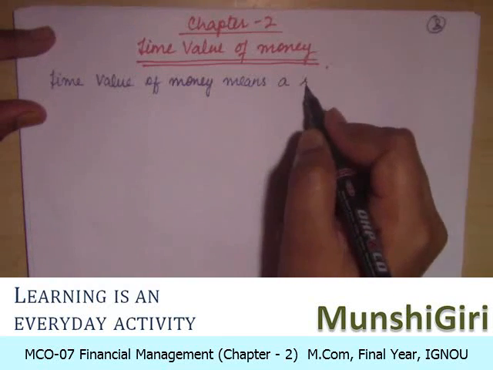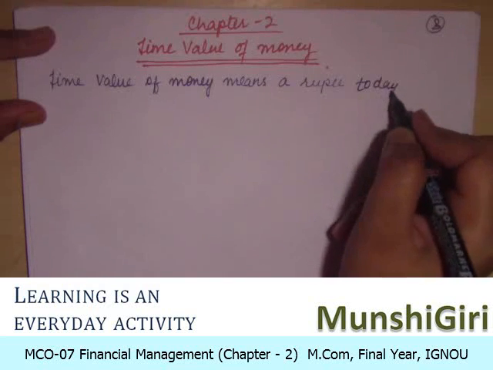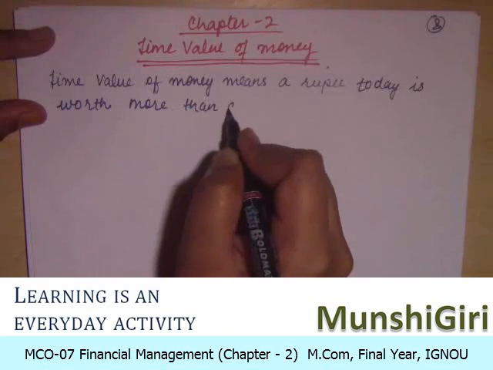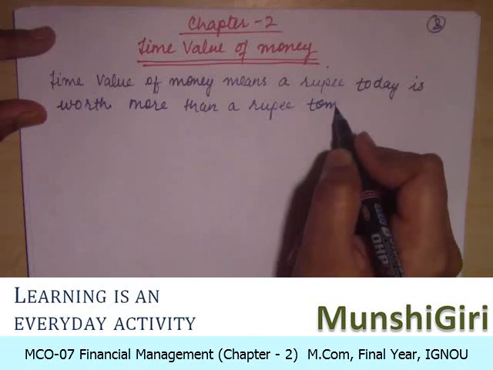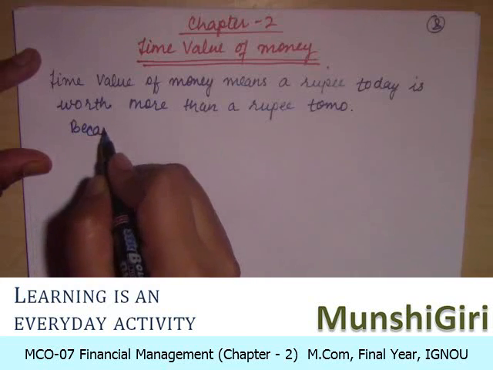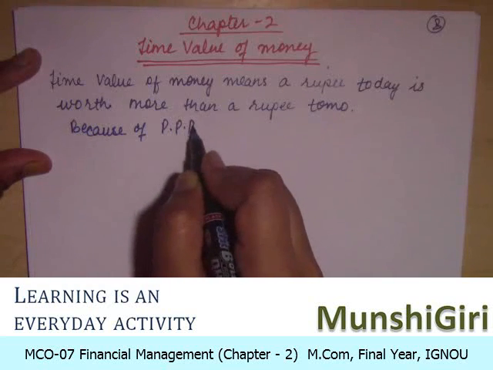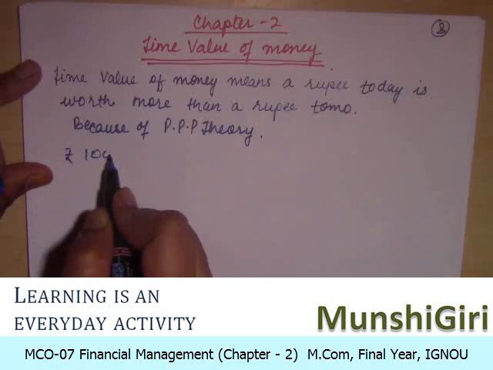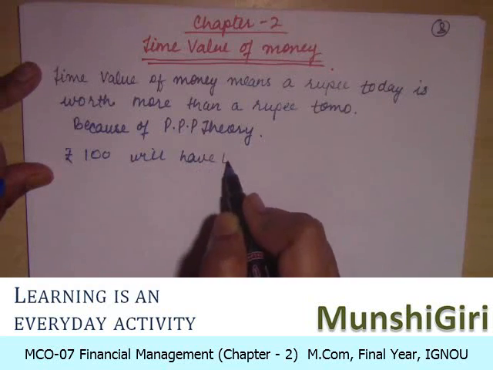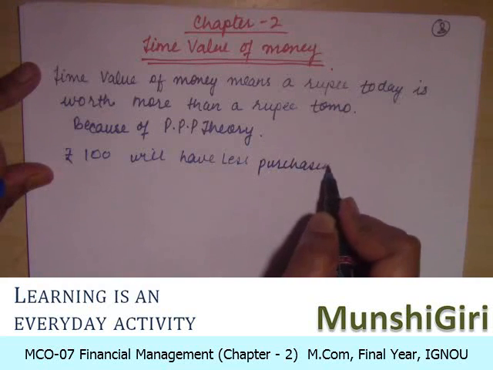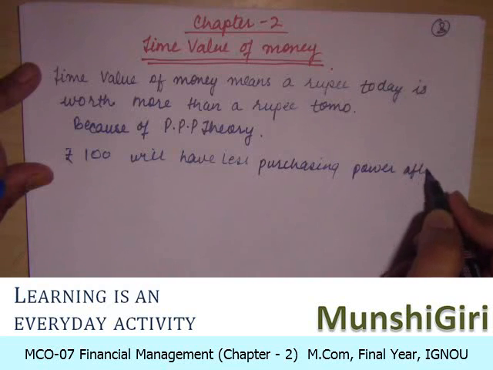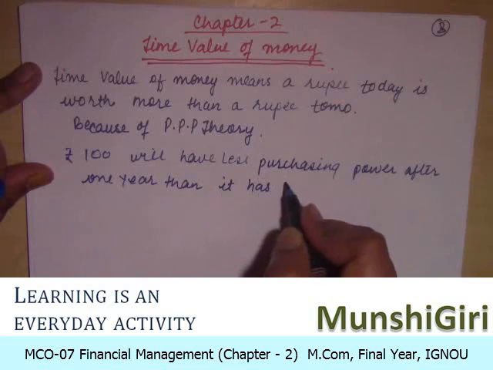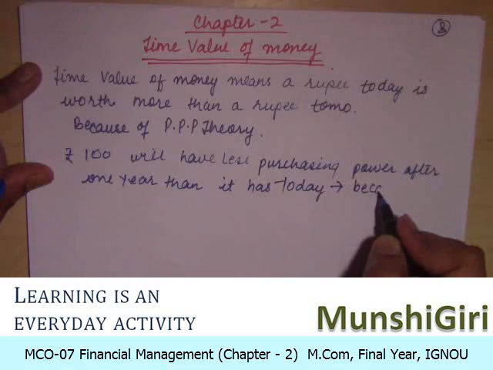Means a rupee today is worth more than a rupee tomorrow because of purchasing power parity theory. Rupees 100 will have less purchasing power after 1 year than it has today, and the reason is inflation.